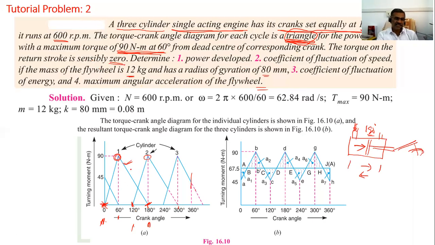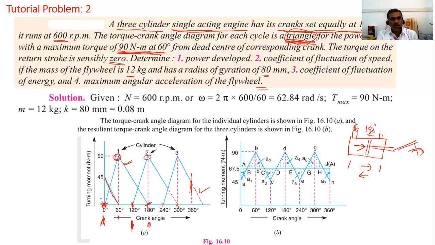Similarly, there are three cylinders. What is the crank angle difference? 120 degrees. So one cylinder starts at zero, another cylinder starts at 120 degrees. In the same manner it goes to 90, then comes to zero at 360 degrees. The next cylinder starts at 240 degrees, the same way, and up to 360 degrees you have to take it. After that, the remainder you have to fit here.